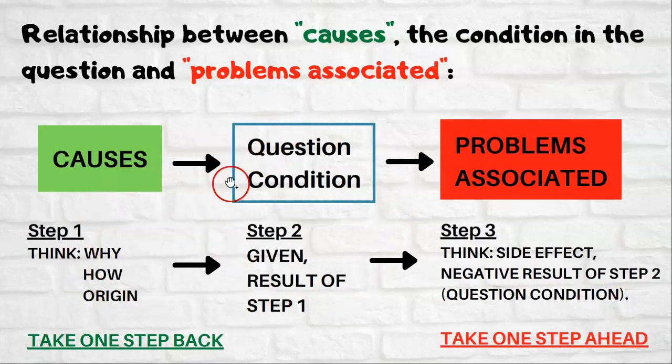If you are starting from the center of the flow chart, you will be given this particular step, and you might be asked what are the causes and solutions, or you might be asked what are the problems associated and solutions. In order to start, you need to know your position, which will be in the center. If the question is asking you what are the causes, you need to take one step back. Think how, why, or what is the origin of the situation they have given you. If the question is asking you what are the problems associated, you need to take one step ahead of the condition in the question, and think of what would be the side effects or the negative results of step 2 or the question condition.